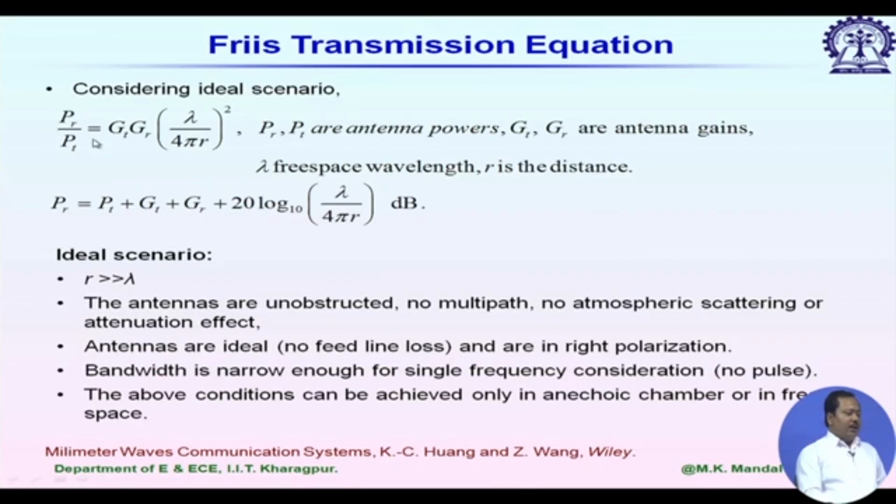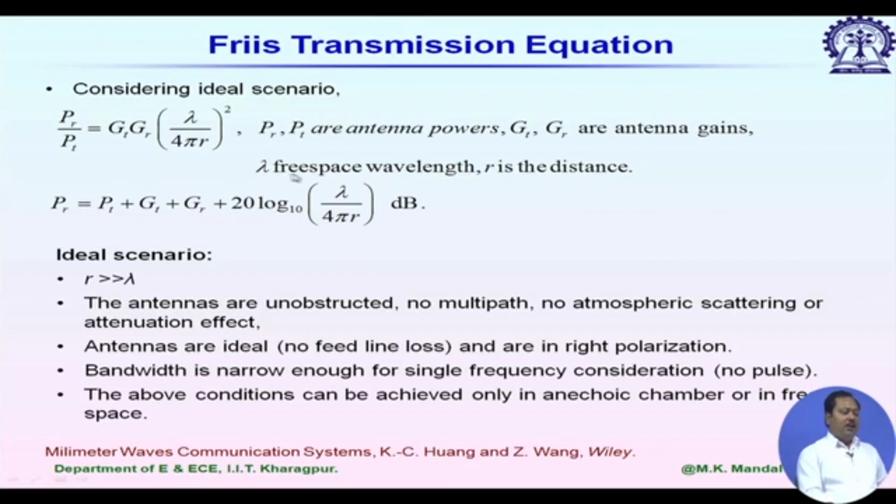Then we can calculate the ratio of Pr by Pt from the previous expression. This is Gt into Gr into lambda by 4 pi r, whole squared. So this is obviously an ideal scenario where Pr is the received power, Pt is the transmitted power, Gt and Gr are the antenna gains of the transmitting antenna and the receiving antenna, lambda is the free space wavelength, and r is the separation between the transmit and receive antenna.